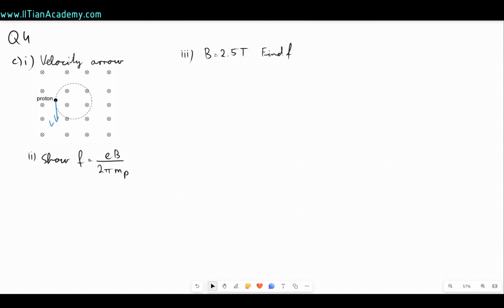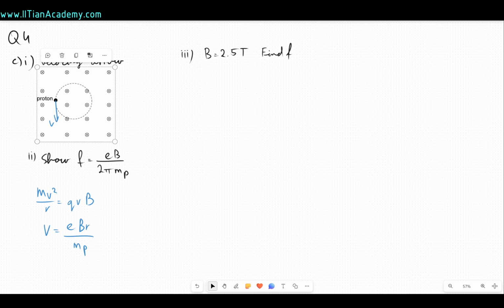And then in part C2, we need to show this relationship. What we need to do here is to use the fact that the centripetal force is equal to the magnetic force. So mv squared over r is equal to qvB. We can rearrange this for the velocity. We will get this as EBR over the mass of the proton. And since it's a proton or electron, it doesn't really matter, we can just say E, B, R over the mass of the proton.